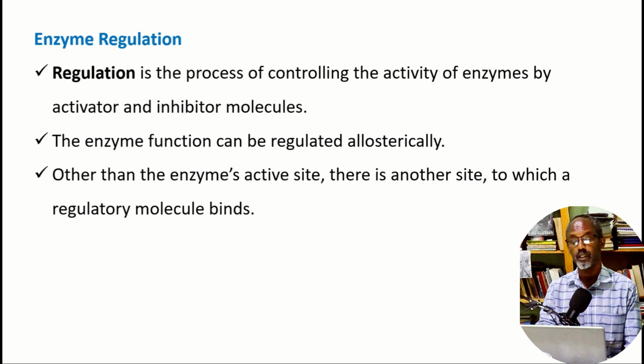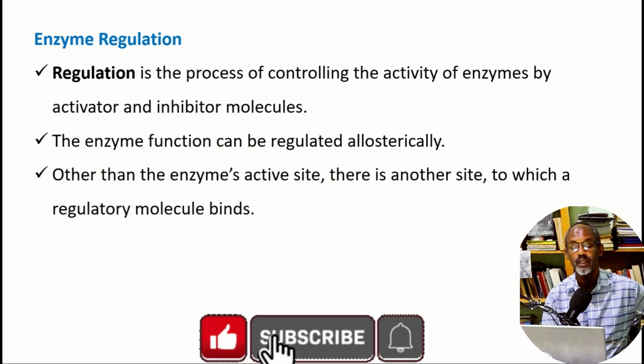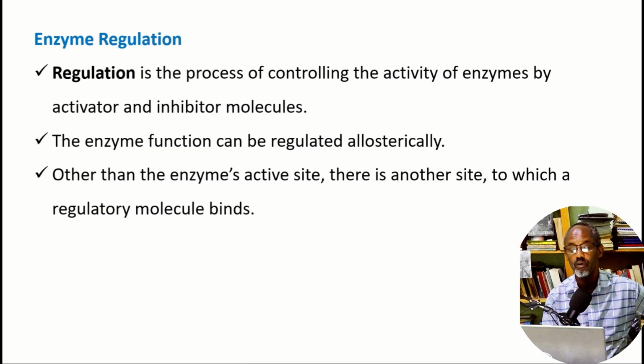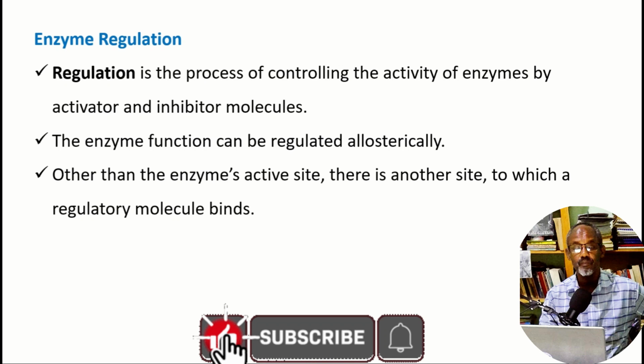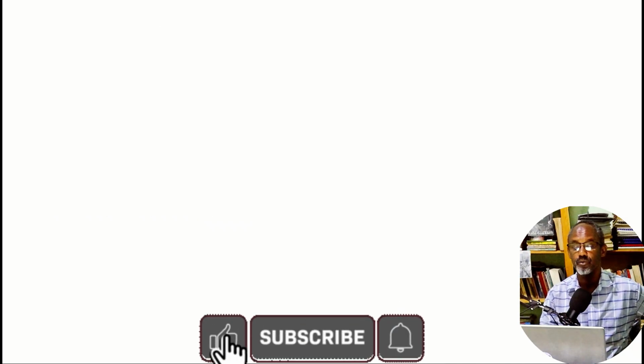Many enzymes in the respiratory pathway, like glycolysis and also the citric acid cycle, are allosteric enzymes. They do have allosteric sites for allosteric inhibitors as well as allosteric activators, so that their process of energy production can be well regulated and controlled. Therefore, allosteric means other than. Allosteric site means other than the active site, of course, another site.